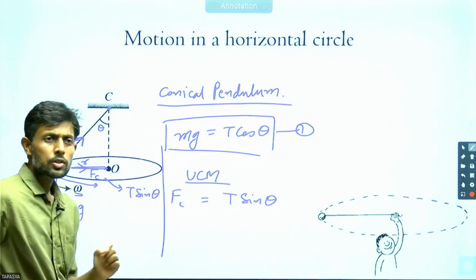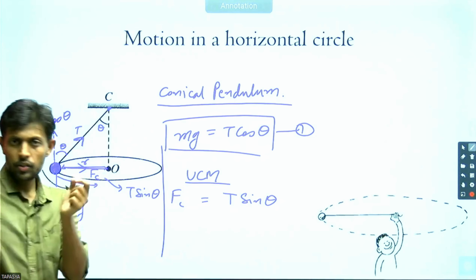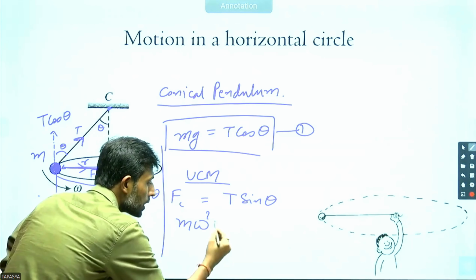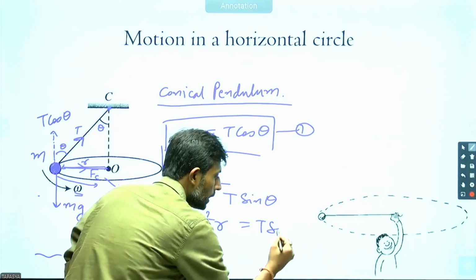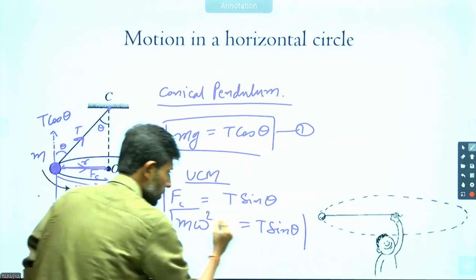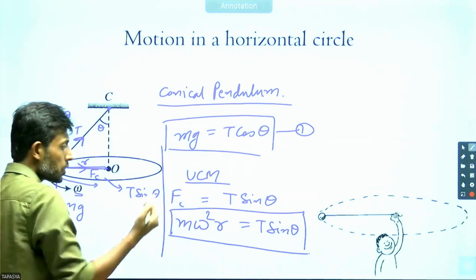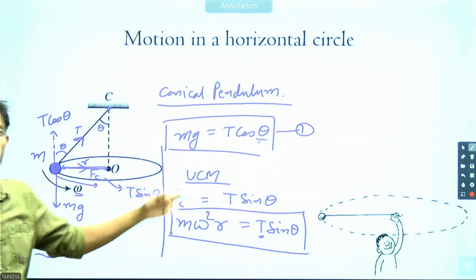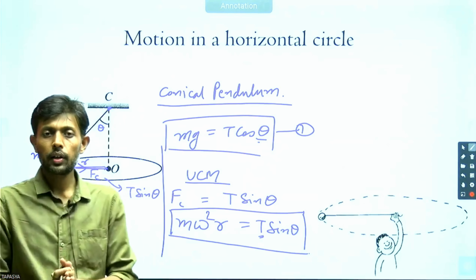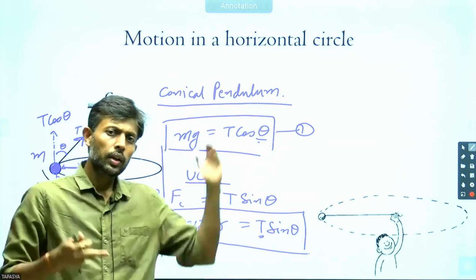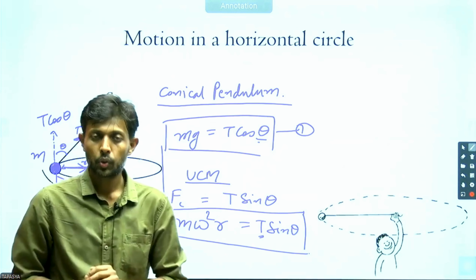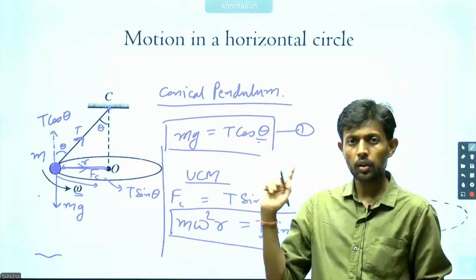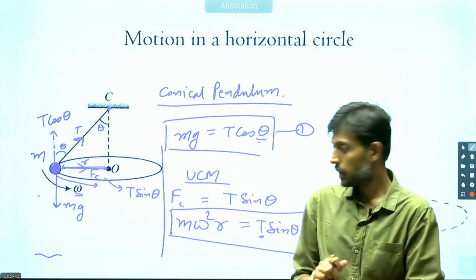And we also know that Fc, the centripetal force, is represented in terms of omega like this: m omega square r. This is equal to T sine theta. So this is our other equation. So if tension is unknown and theta is unknown, we can use these two equations to find these two unknowns. Or if theta is given, and omega and tension are unknown, we can again use these two equations to find the answer. So this is the generic treatment of circular motion in a horizontal plane.